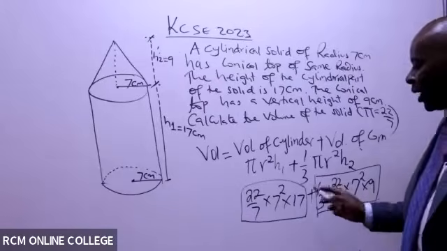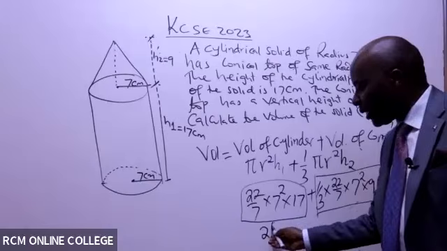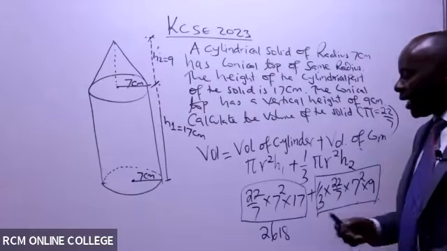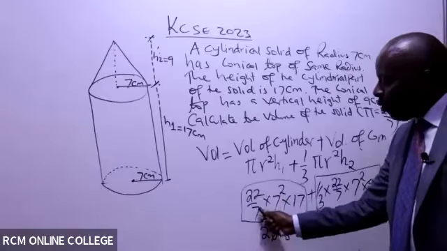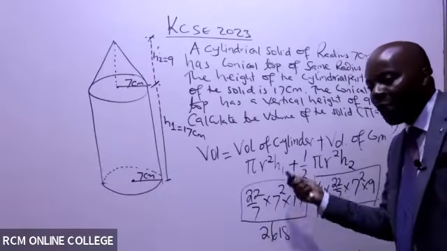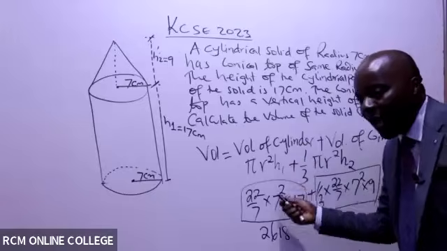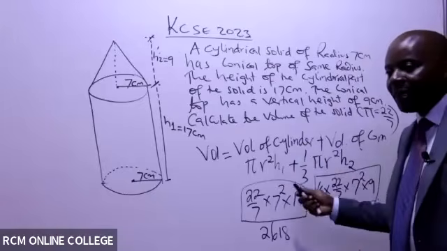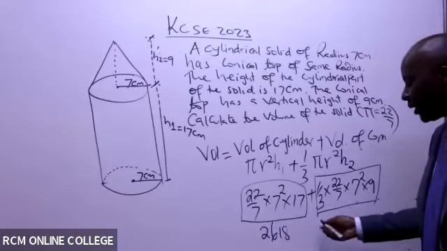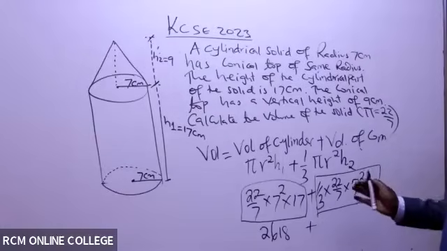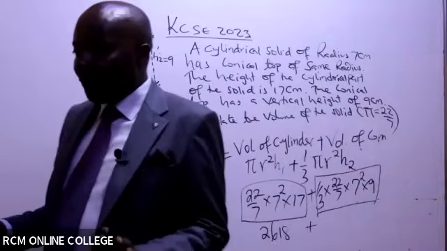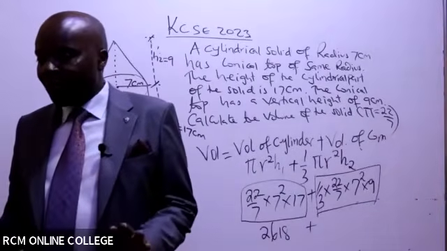So for the cylinder, somebody has given me 2618. What have they done? They have taken their calculator and pressed 22/7 times 7 raised to power 2, or 7 squared, times 17. And for the cone, somebody is giving me 2618 centimeters cubed. Very good students here.